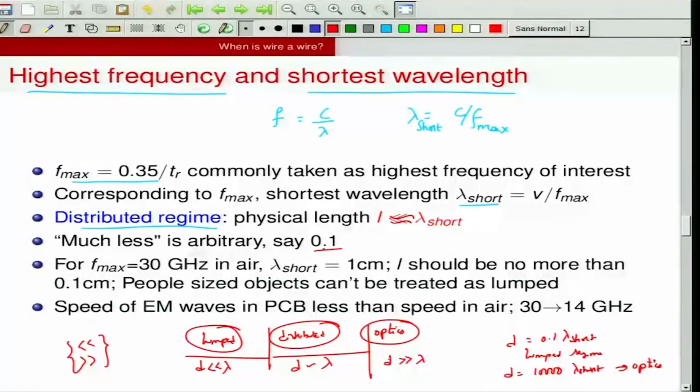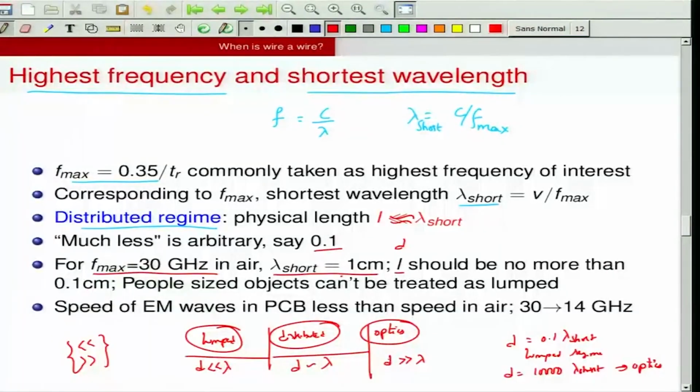So if you consider this factor as 0.1, and assume that the maximum frequency that you are working with is 30 gigahertz, and the speed is that in air, like you are looking at a wire which is carrying 30 gigahertz signals, then the shortest wavelength of interest will be 1 centimeter. This means that if we want to treat our circuit as a lumped circuit, then the dimension d of the circuit should be no more than 0.1 centimeter, correct?